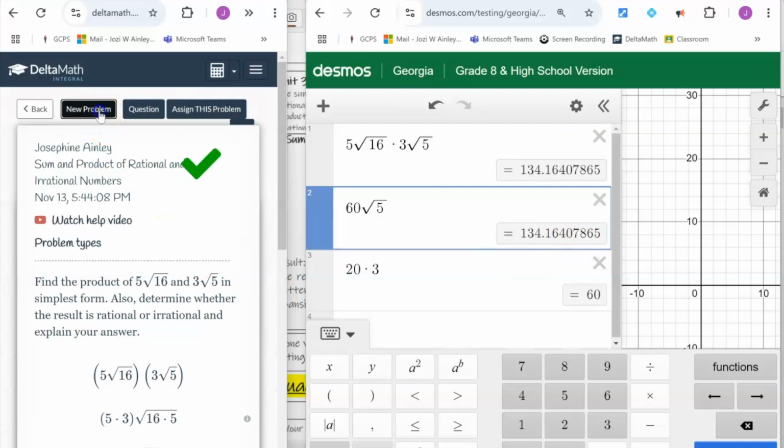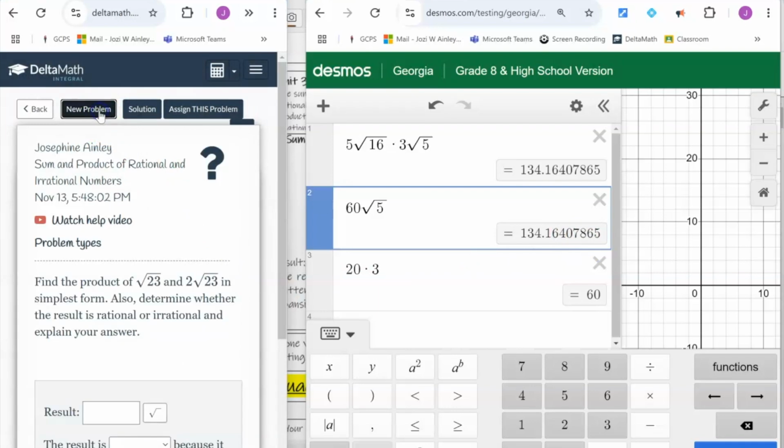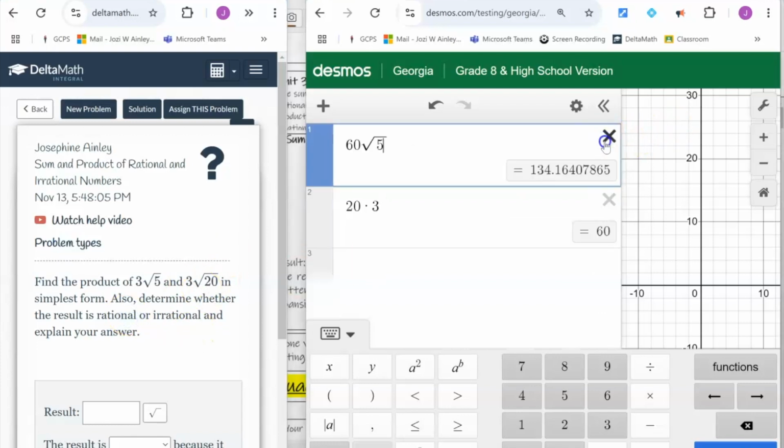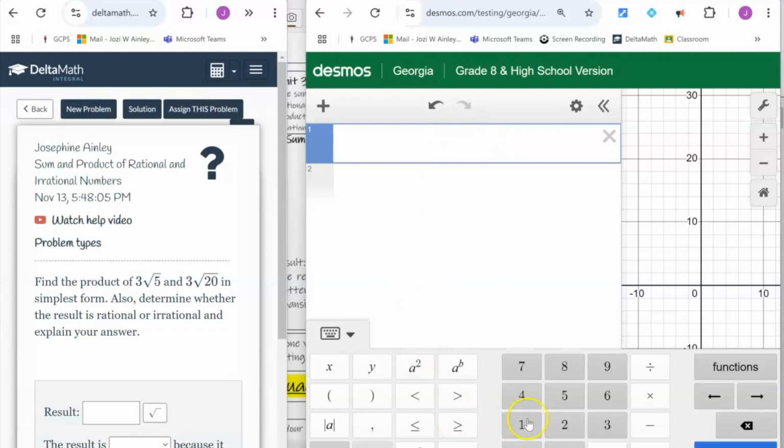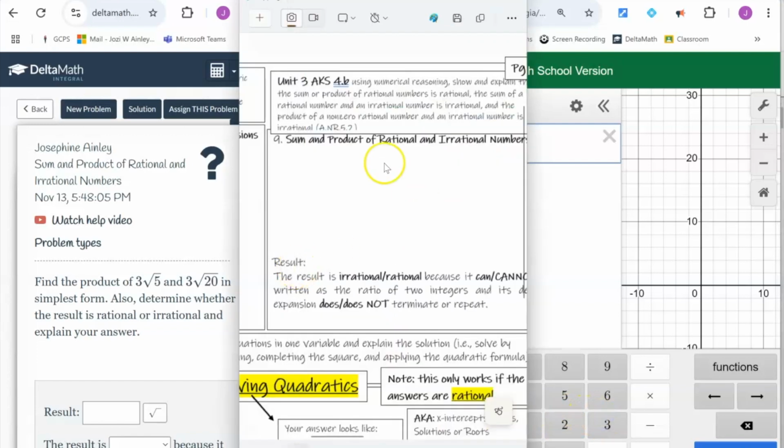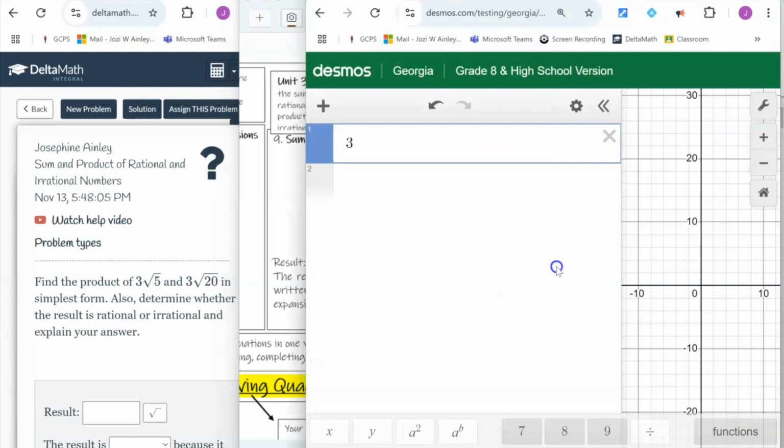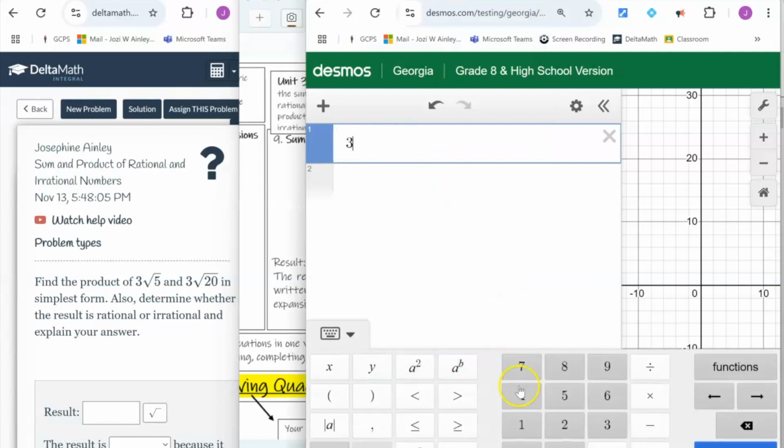Like I said, I am going to do a different problem, one that doesn't simplify, so let me find one. This is sum, and again, I want to focus on product. Okay, this one will work. So let's do this question. I'm going to type it in. Make sure you're writing your notes right here. I know what I'm doing, so I don't need to write it down, but you do, because you're going to use it. 3 radical 5.